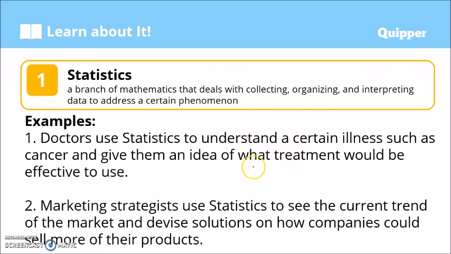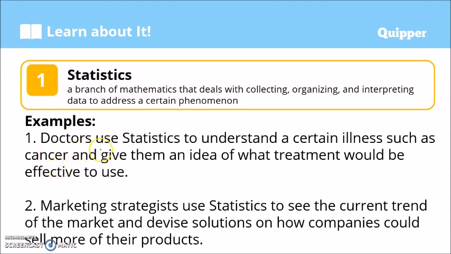What is statistics? Right. Statistics is a branch of mathematics that deals with collecting, organizing, and interpreting data to address a certain phenomenon. So in order for us to understand and have a better knowledge about a certain phenomenon, bakit nangyayari yan, paano nangyayari yan, ano bang patterns dyan. So, that can be explained by collecting data, organizing the data, and interpreting data. And that is by statistics.